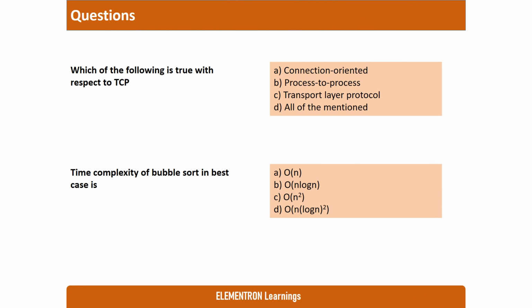Then talking about some questions with respect to Cisco Ideathon 2020. Here I have mentioned some technical questions. Which of the following is true with respect to TCP? You can choose an option from here, and this is the easiest question I have given. You can comment down the answer. Option A, connection oriented. Option B, process to process. Option C, transport layer protocol. Option D, all of the mentioned.